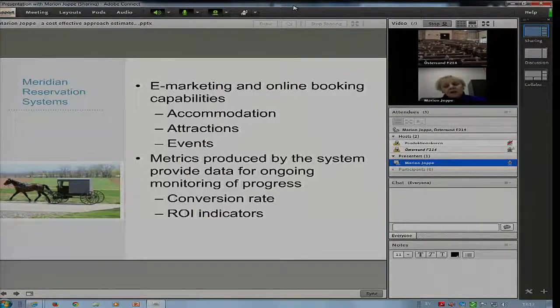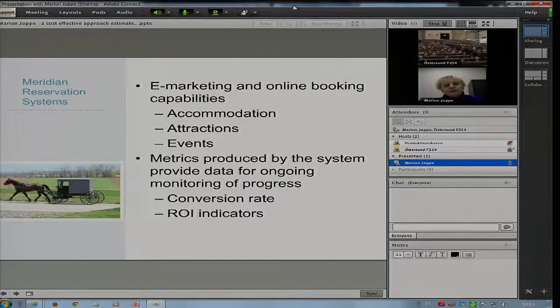Anyways, we have in Ontario for a number of the destinations a reservation system called Meridian reservation system that has both e-marketing and online booking capabilities. It features everything from attractions, accommodations, events, golf courses, now restaurants. It's broadening out. The big advantage with Meridian is that very small businesses can actually afford to belong and use online reservations as part of it.